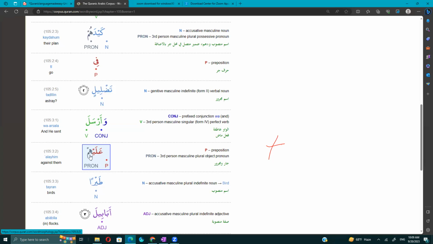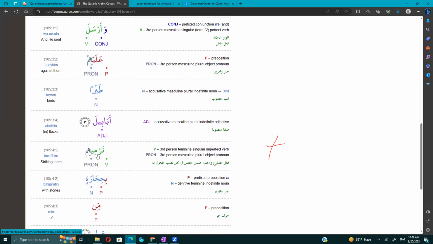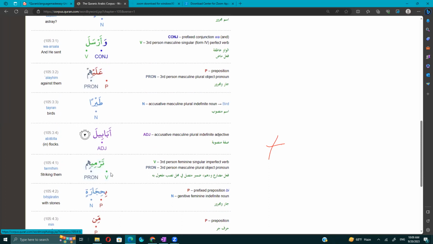Don't worry about the translation because different translators have different translations. Just concentrate on the words now. Okay. Alayhim, right? It was ala plus hum. It became alayhim. Now, tarmihim bihijaratim. Now, what is the word? What preposition do you see here?